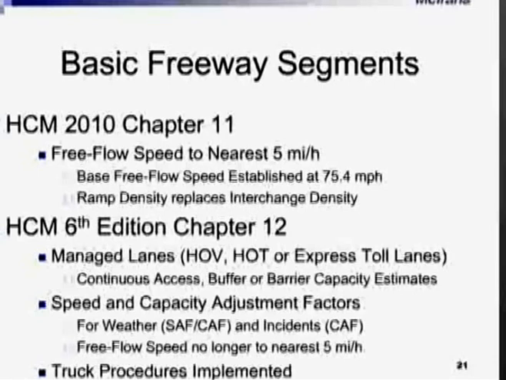Now in the 6th edition, notice, go to the next to the last bullet point where it says free flow speed no longer the nearest. We went back. We said, okay, let's no longer go to the nearest one. Let's continue to interpolate like we did before. So that was kind of a reversal of what happened in 2010.